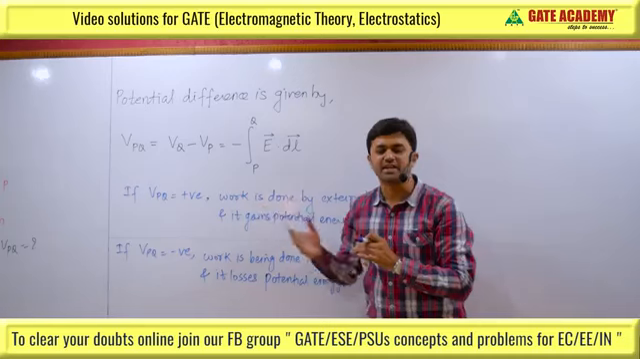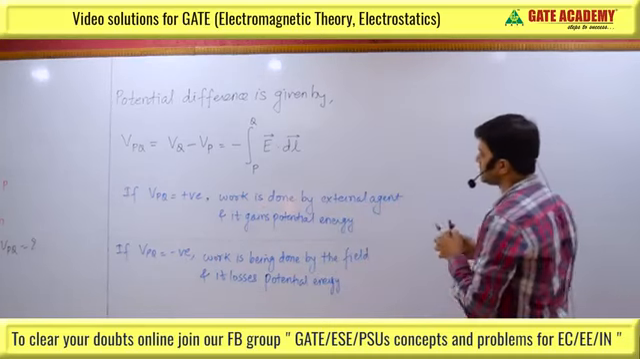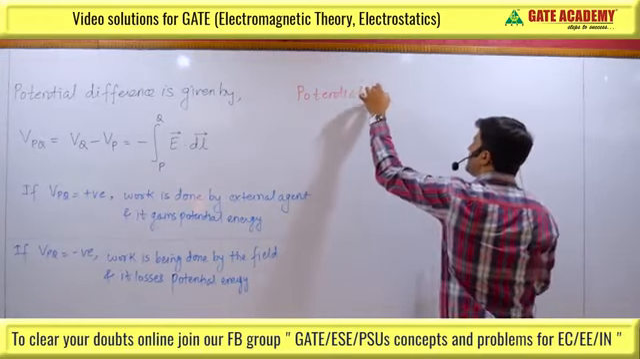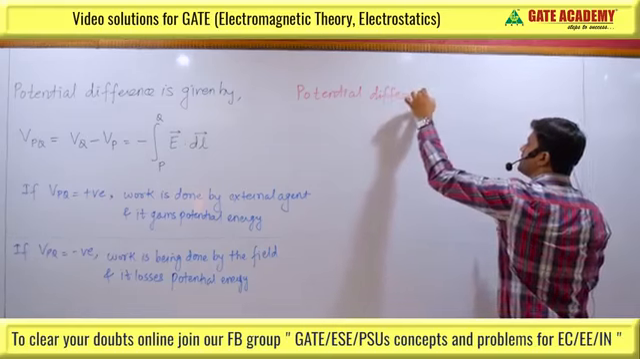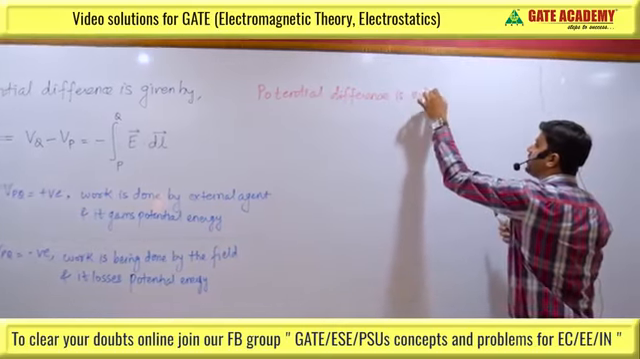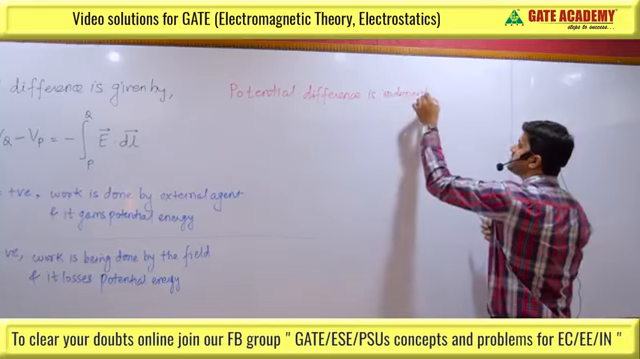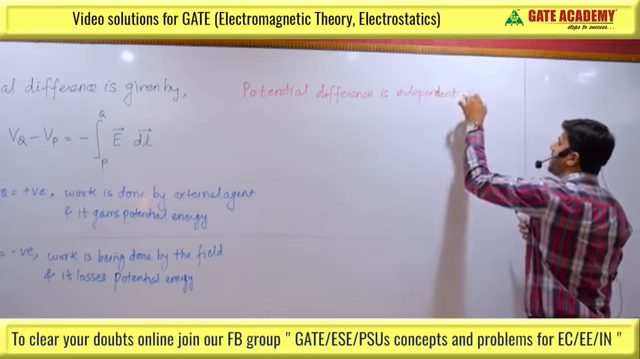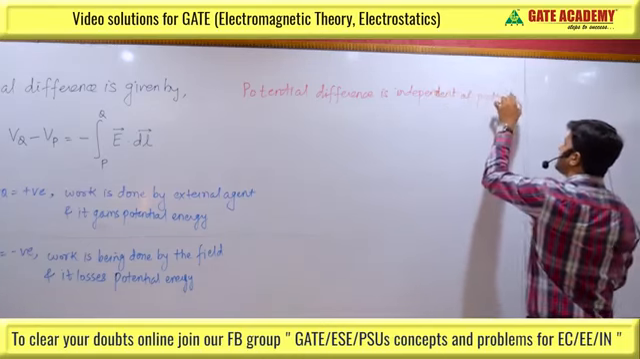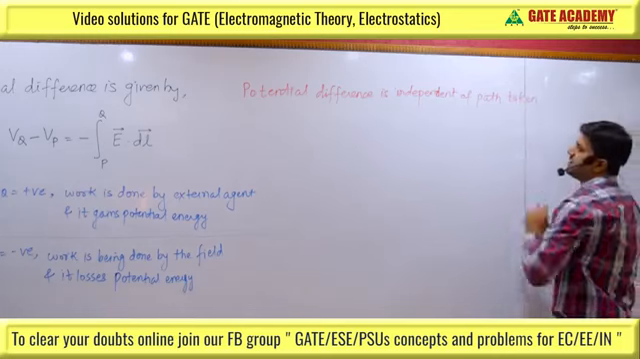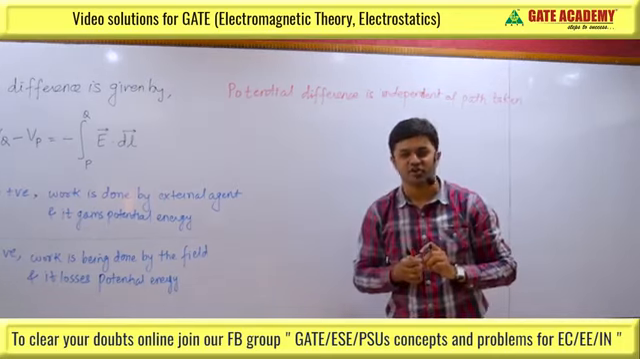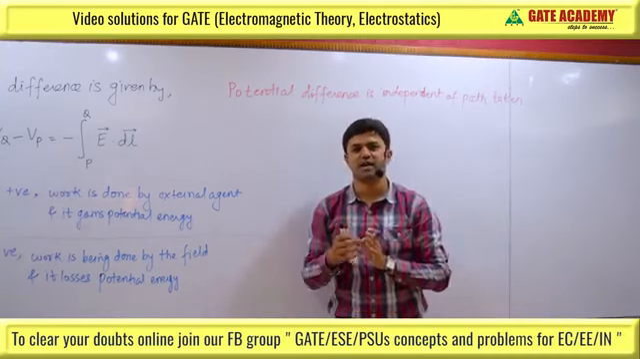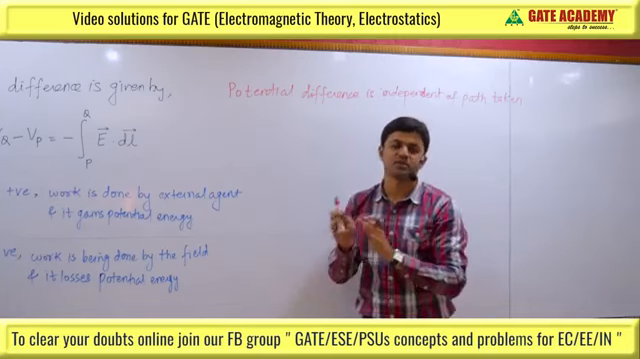Potential difference is independent of the path. This is a very important point. The potential difference is independent of the path taken. It does not depend on which path you take, meaning it does not depend on whether you move from Q to P or P to Q.